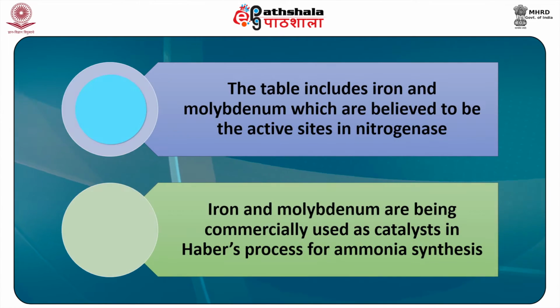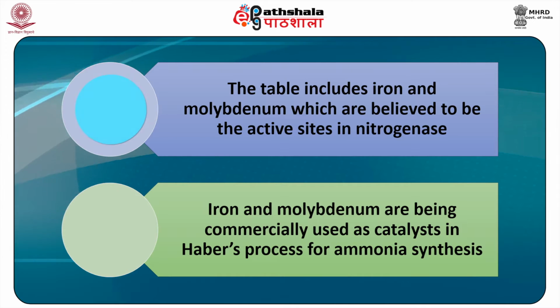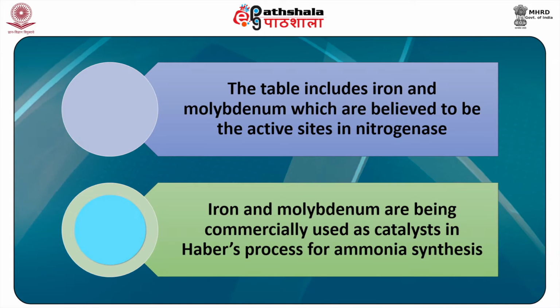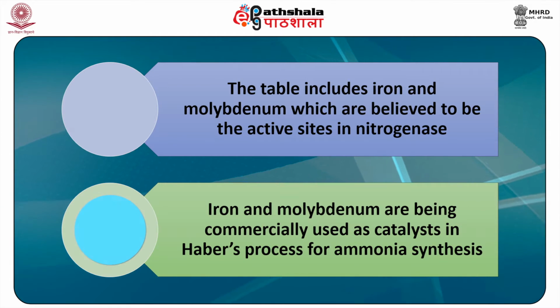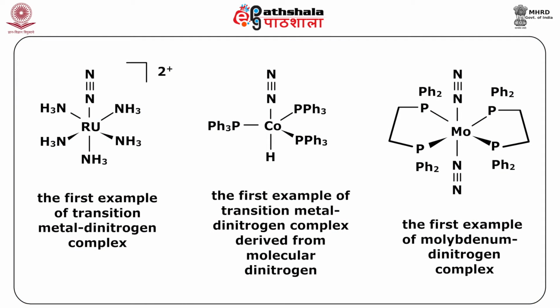This table includes iron and molybdenum, which are believed to be active sites in nitrogenase complexes. Iron and molybdenum are being commercially used as catalysts in Haber's process for ammonia synthesis, which is very well known. A large number of dinitrogen complexes are known to date. A few of the examples are shown here. Most of these complexes are applied for artificial dinitrogen fixation.